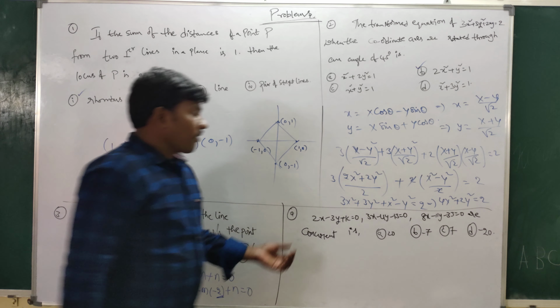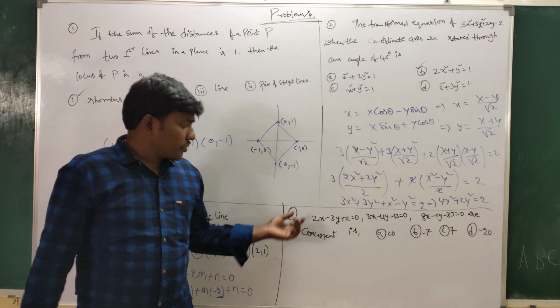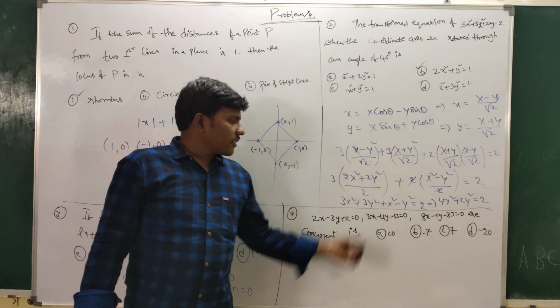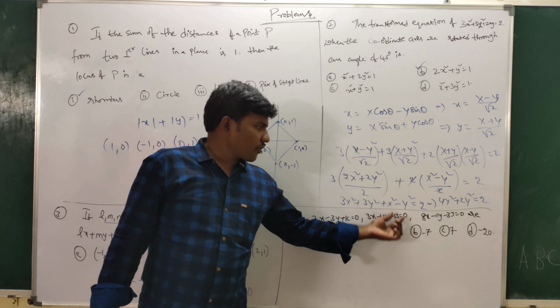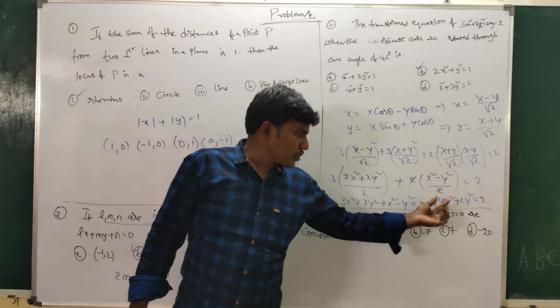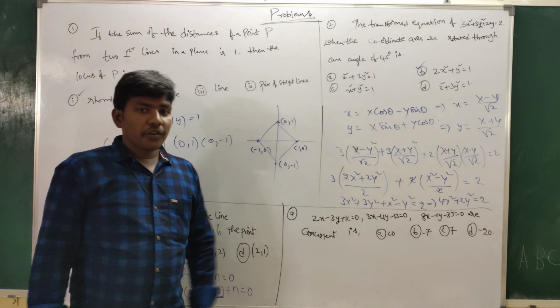Next, fourth question. 2x minus 3y plus k equal to 0, 3x minus 4y minus 13 equal to 0, 8x minus 11y minus 33 equal to 0 are concurrent. We know the formula.